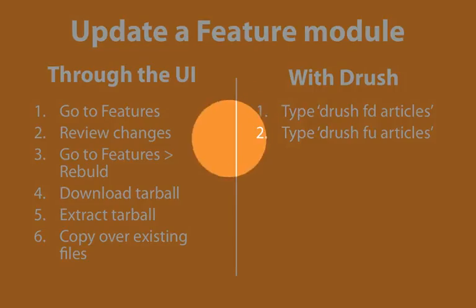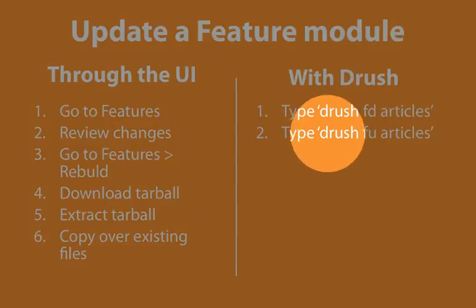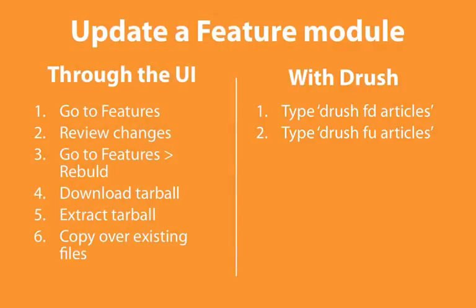But with Drush, there's just two things we need to do. First, we can run the drush fd, which is features diff command, in order to look at the differences between the current feature in code and what's in our database. And then to update the module, we simply run drush fu articles.